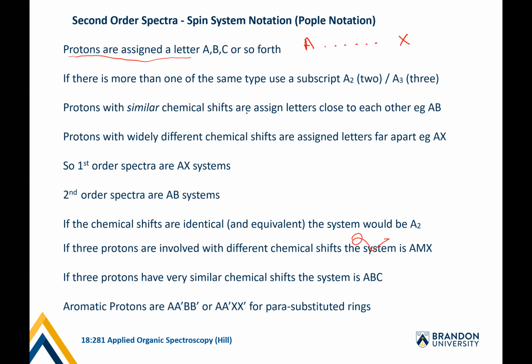And if only one proton is responsible for the signal, it's just called A. If 2 protons are responsible for the signal, you would call it A2. And if it's a methyl group, for example, it would be called A3. Now, let's say you've got CH3, CH2, chlorine.